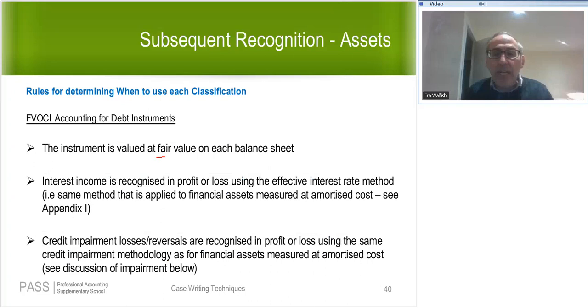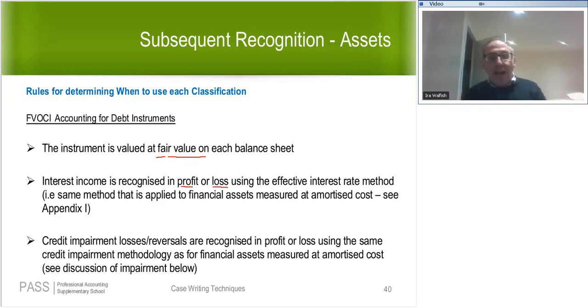Credit impairment losses or reversals go through the P&L. So for example, if the credit risk associated with a bond goes up and I have an impairment, that would go through the P&L. I'll talk about how you deal with impairment later on. I hope to get to that later in the session, toward the end of my notes.